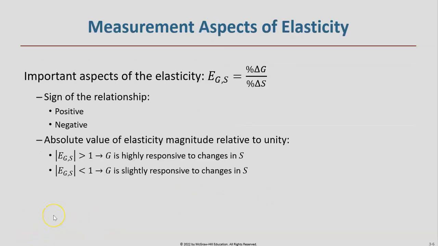And when we think about elasticities, we will consider the sign of the relationship. So whether this calculated number is positive or negative. If the number is positive, then that means the variables G and S move in the same direction. And if it's negative, that means that the variables G and S move in the opposite direction.